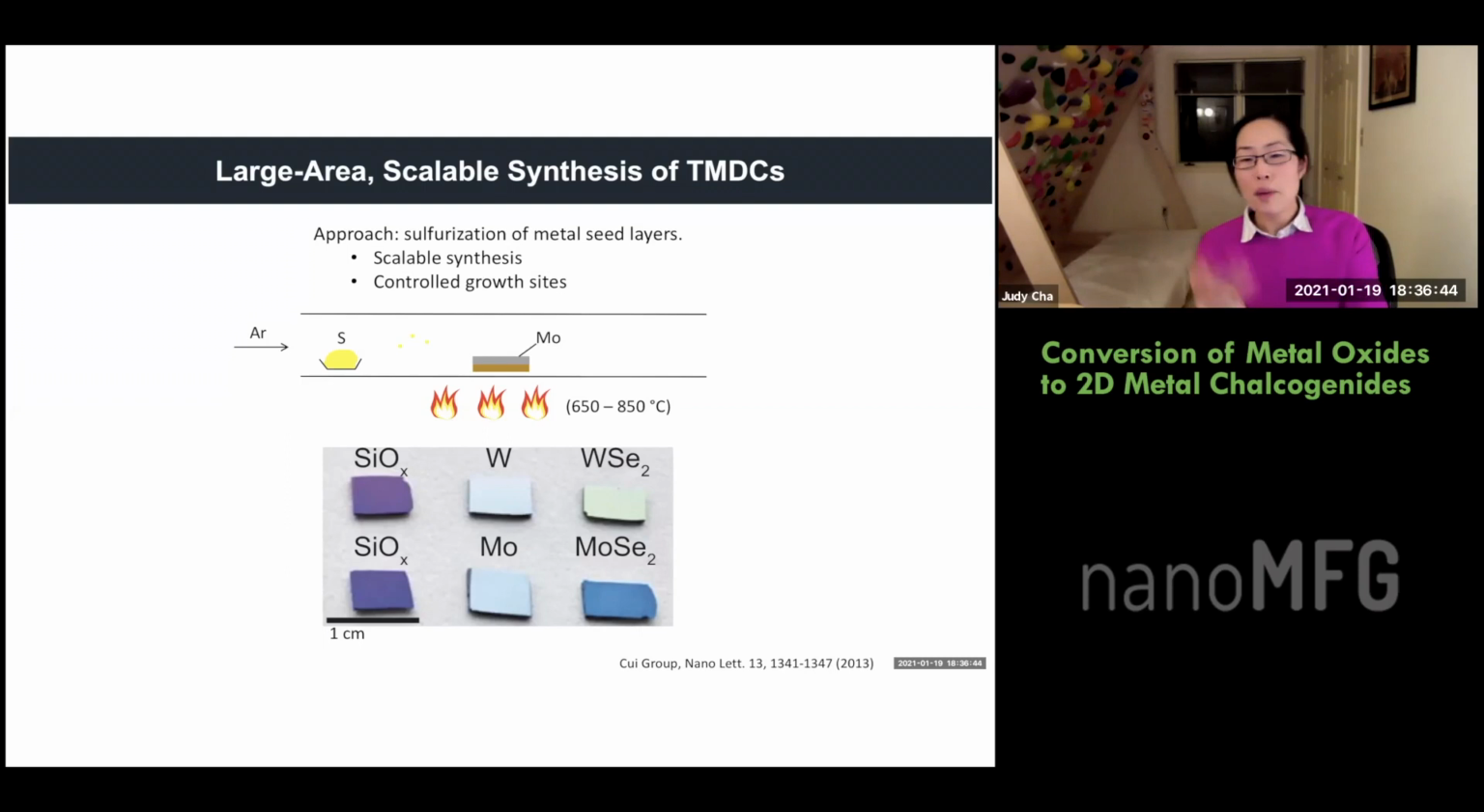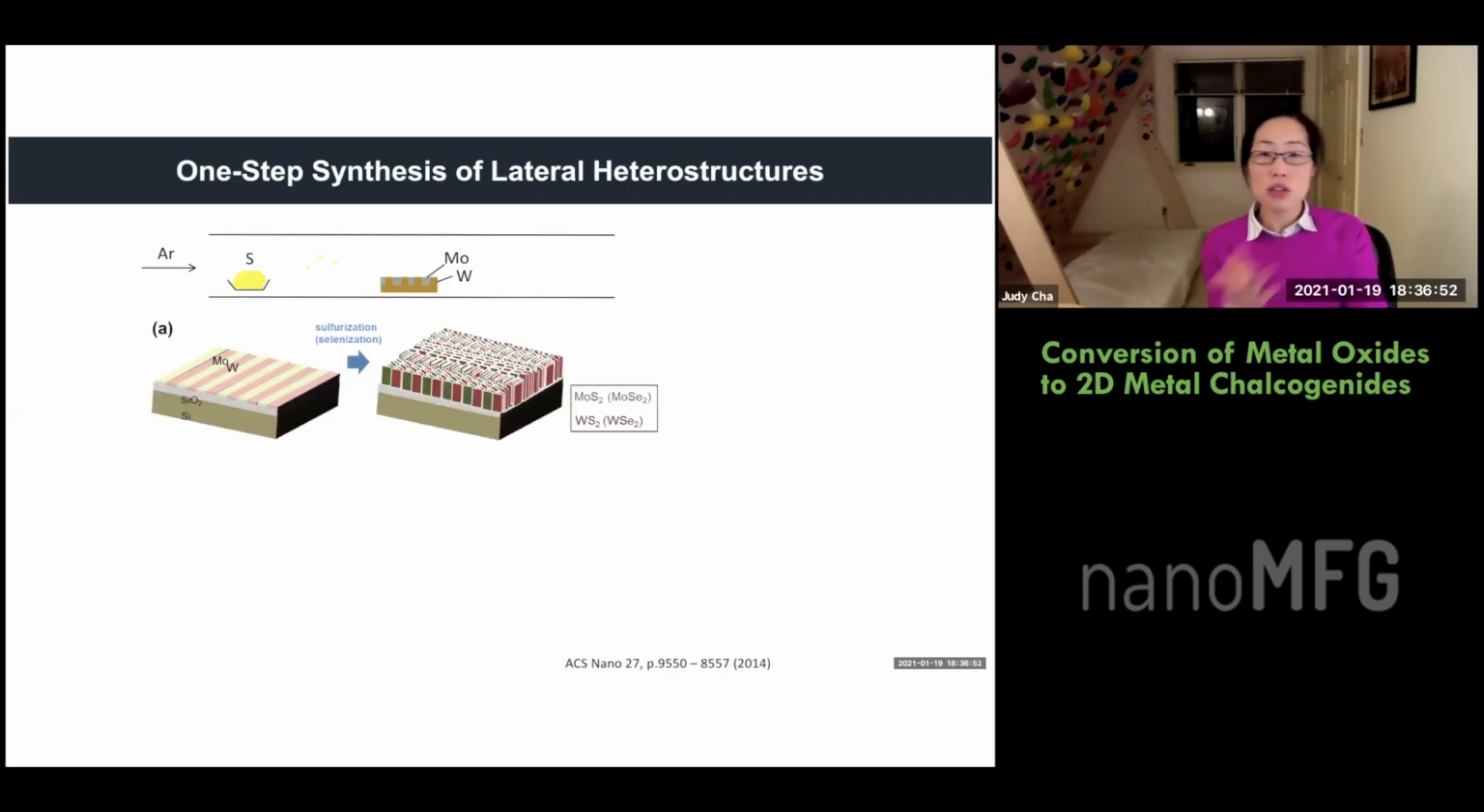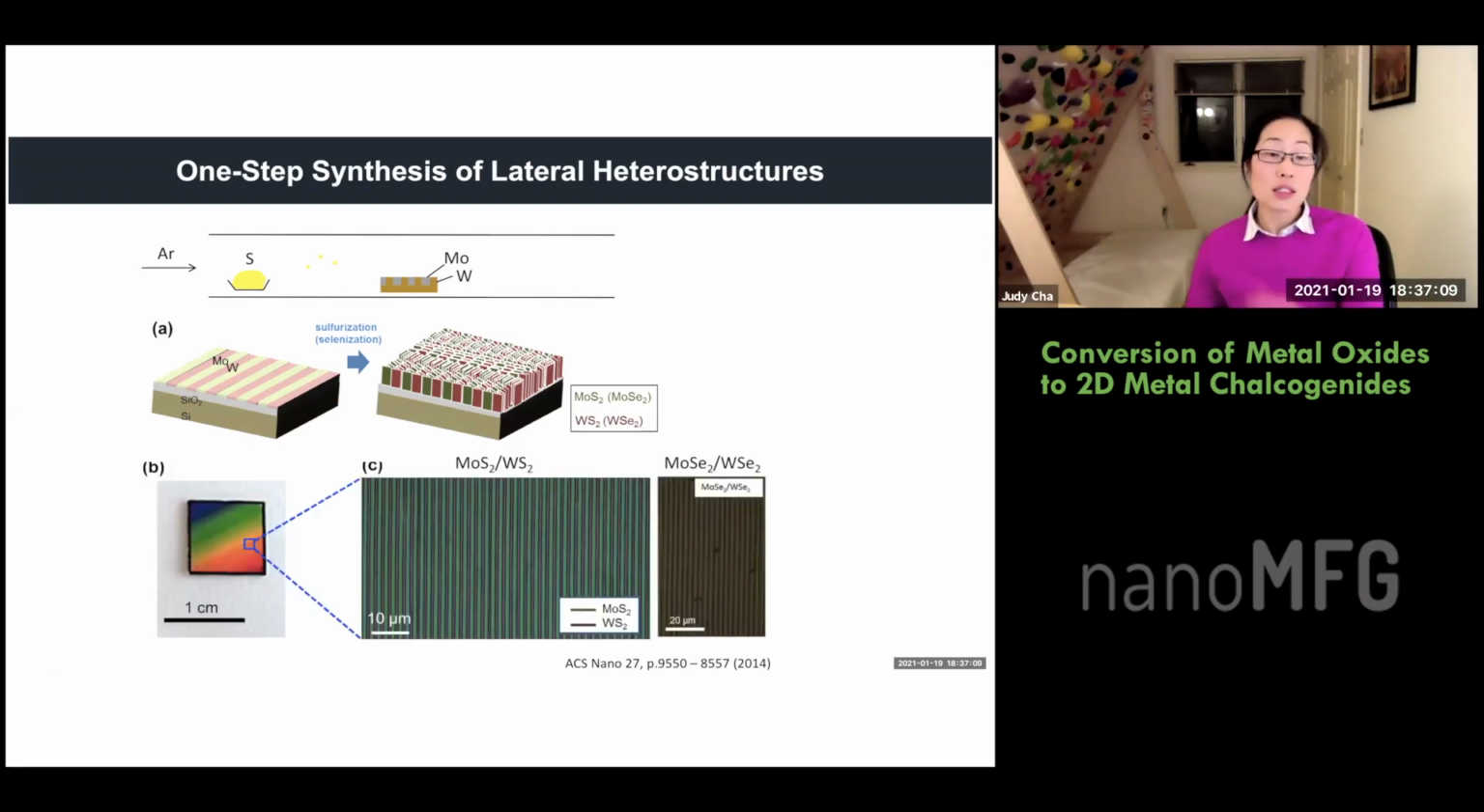And you can do Raman, you can do TEM, and then you'll know that you made the TMDs. And the reason why I like this approach was that you can use conventional lithographic tools to make metallic heterostructures. So here is just photolithography, wafer scale, centimeter scale, moly tungsten strips, right? Lateral heterojunction, and then you sulfurize it or selenize it, and it works.